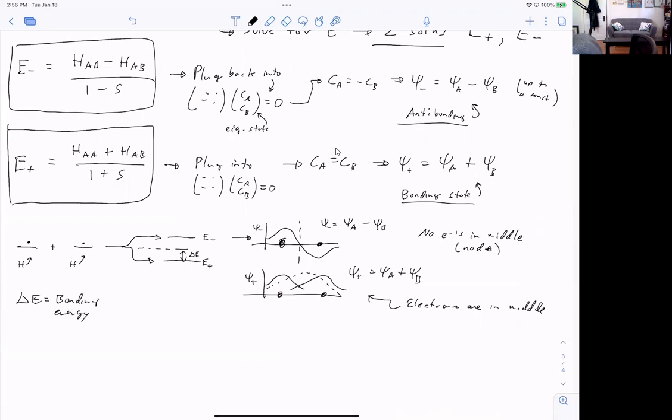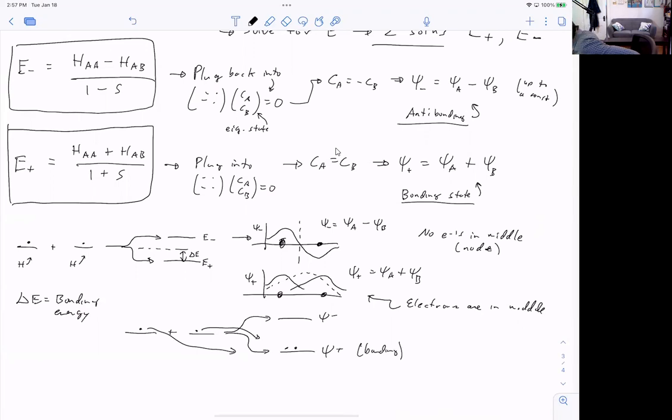Because if we have two electrons, the idea is that if I put two electrons into the system, I have these two states, the high energy state, psi minus, and this is psi plus. But these two electrons are both going to go to this low energy state. So they're both going to go down, see? The electrons are going to go into the bonding state.